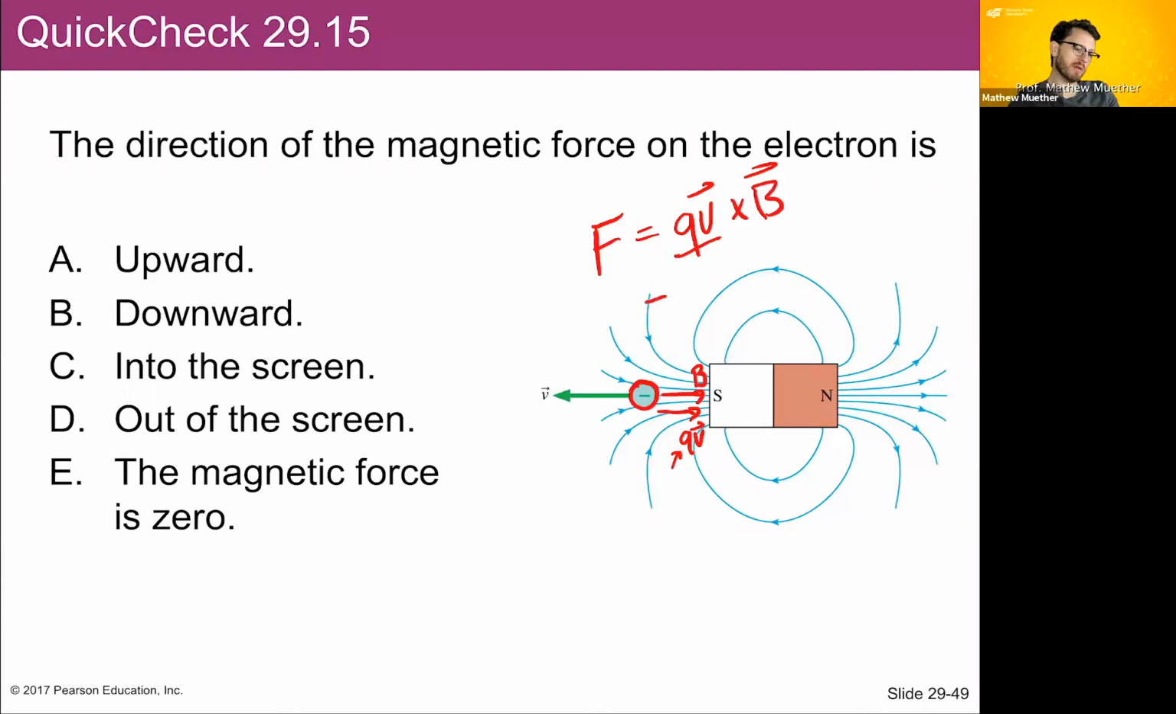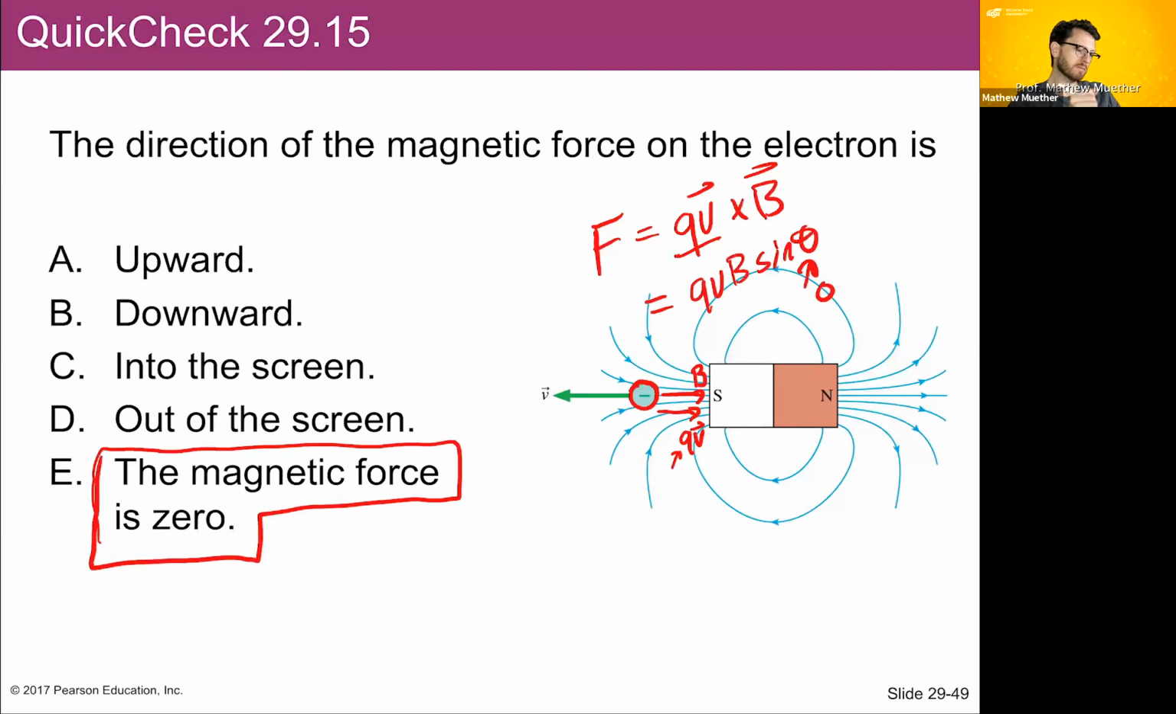So remember the magnitude of this thing is QVB sine theta. Theta in this case is equal to 0 because those two vectors are aligned. So that gives me 0 magnetic force. What if I switch this? What if I put a positive particle here? Let's redo this. What do you think would happen if I put a positively charged particle?